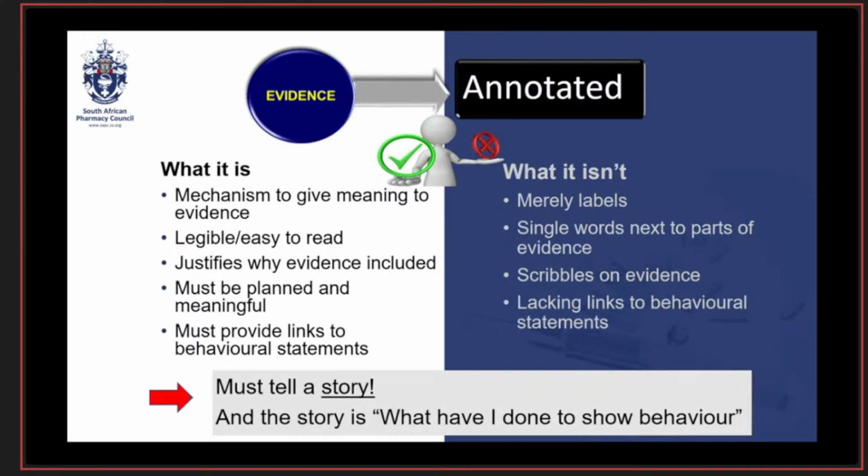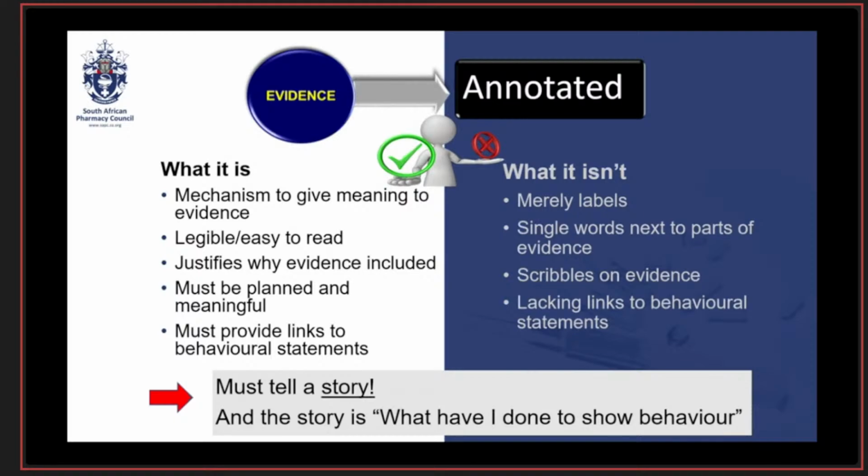So first of all, let's look at annotated. So what is the annotation of evidence? The annotation of evidence is the way in which you give meaning to something that you have included in your evidence. If you think about a page from the GPP, if you just submit that page and you haven't given any indication, you haven't written anything on that page, nobody knows why it is included there. What is the meaning of that page if you haven't given meaning through annotation?